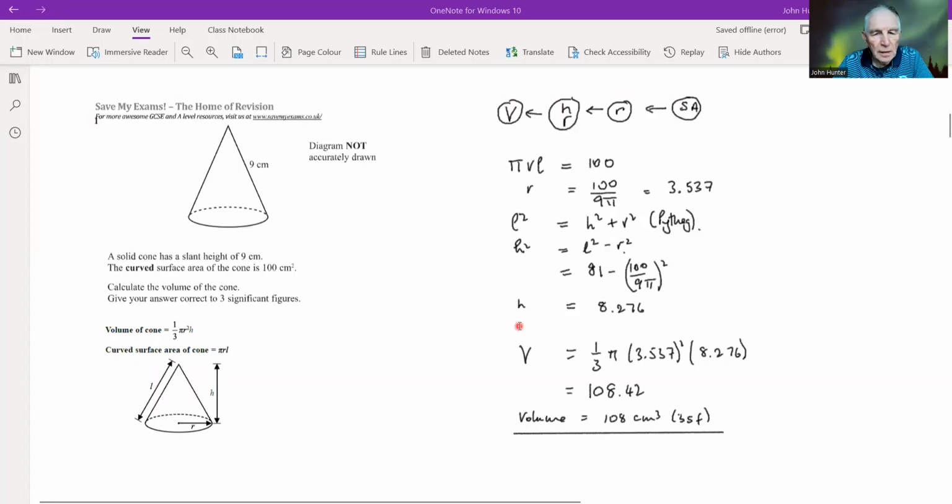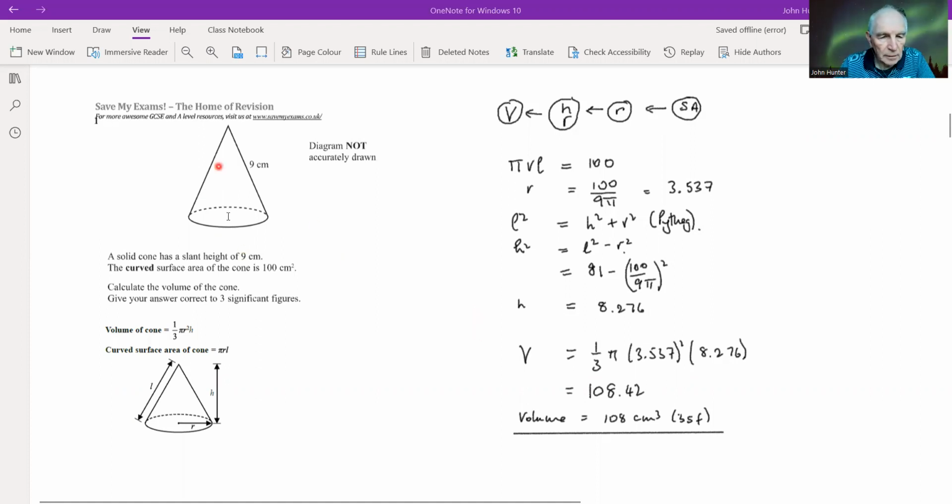Now we've got a set of worked examples here. This is a set of Edexcel IGCSE questions, courtesy of Save My Exams, and this is the Save My Exams Gold P4. Okay, let's have a look.